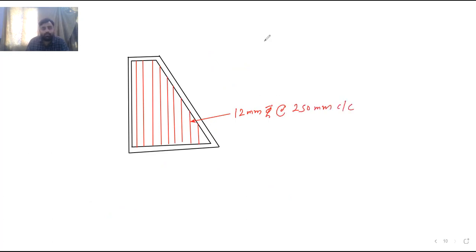Now similarly, we will draw for the horizontal ties. So these are the horizontal ties. The length of the steel bars will vary according to the length available or the length of this counterfort.